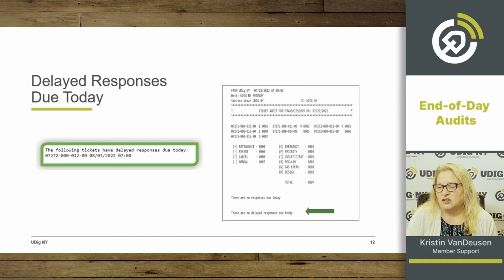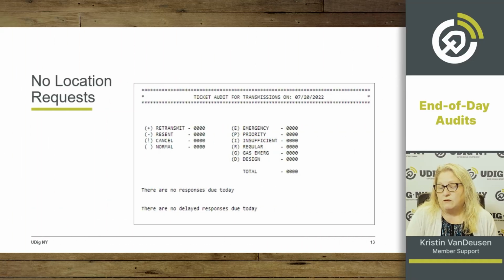The last section is called Delayed Responses Due Today. It displays location requests tagged with a code 55 and serves as a reminder that the code needs to be changed to either a cleared or a marked response. If you have no location request, you will even receive an end-of-day audit just letting you know there was no location request from the previous day.